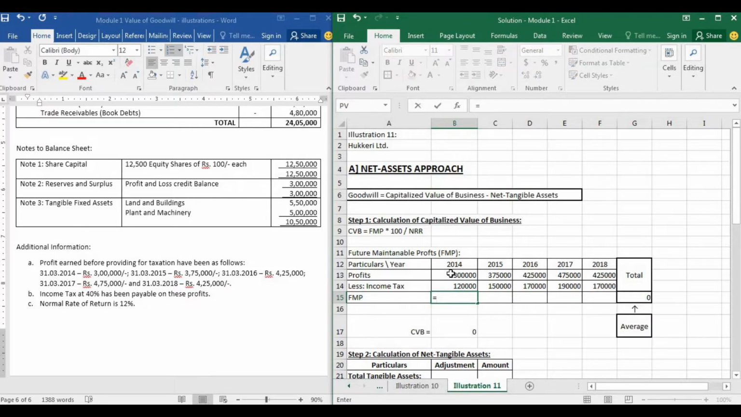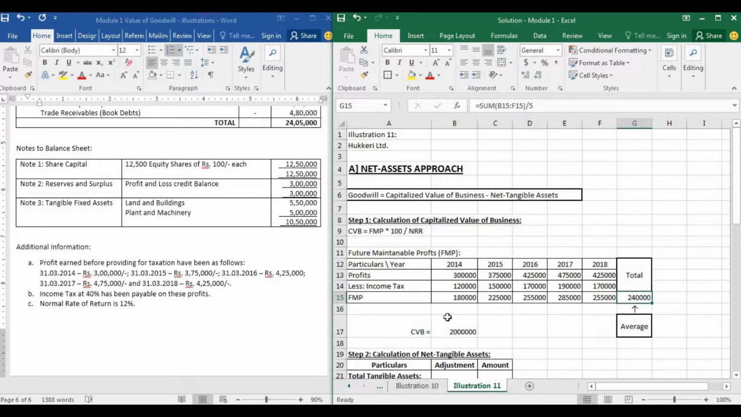Now we will subtract income tax from the profits. Let us do that for all 5 years. And then find out the average, guys. Take the adjusted profits of each year and divide it by the number of years. So sum of these 5 divided by 5. Okay. So the average that we get is 2,40,000. Using the above mentioned formula, we will take the FMP, which is 2,40,000. We will multiply it by 100 and divide it by 12. So I'll do that again. See this formula here. G15 is this cell.